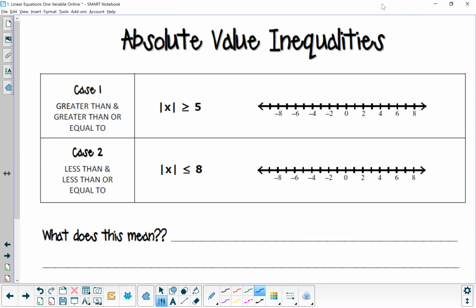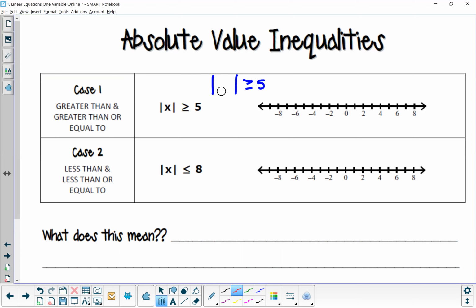Okay, let's substitute for x. So we have the absolute value of x is greater than or equal to 5. I'm going to utilize 0 for x. So we have the absolute value of 0. Is that greater than or equal to 5? Well, that means is 0 greater than or equal to 5? It is not. So therefore, that's not a solution.